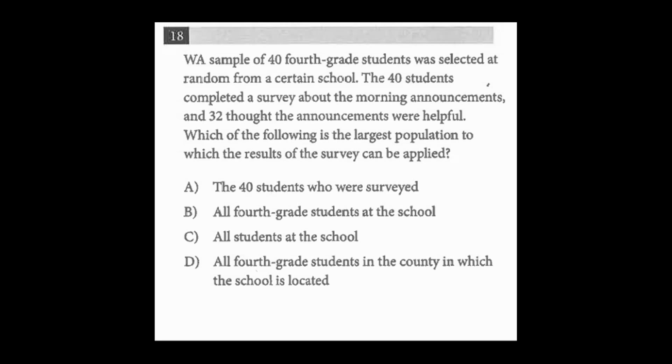Okay, so for question 18, we've got a sample of 40 fourth grade students selected at random from a certain school. Which of the following is the largest population? Is also the survey... well, it was a random sample, so that's fine. It was only fourth grade students, so it can only be applied to fourth grade students, and it can only be applied to that certain school. So all fourth grade students at that specific school. And then all students wouldn't work because it was just fourth graders. All students in the country, no, it would just be that school. And then the 40 students that were surveyed, well, no, you can apply it to a larger population. So the correct answer is B.